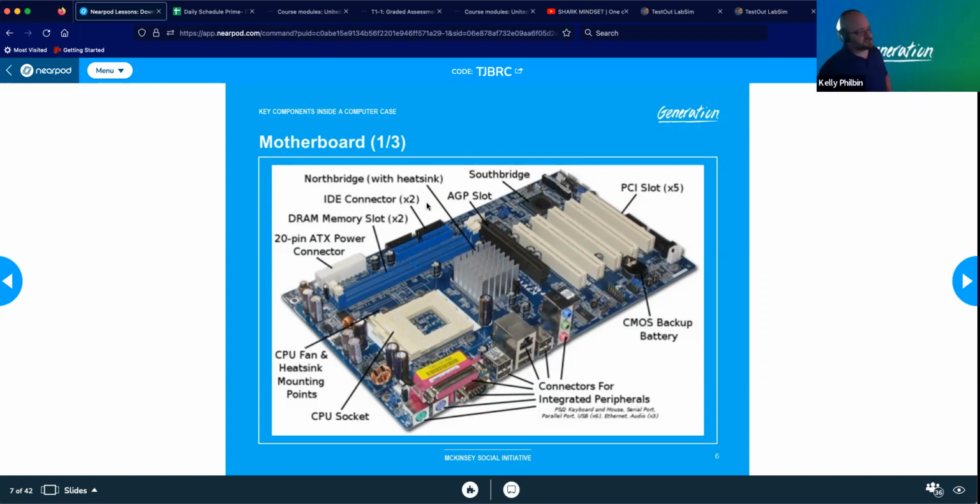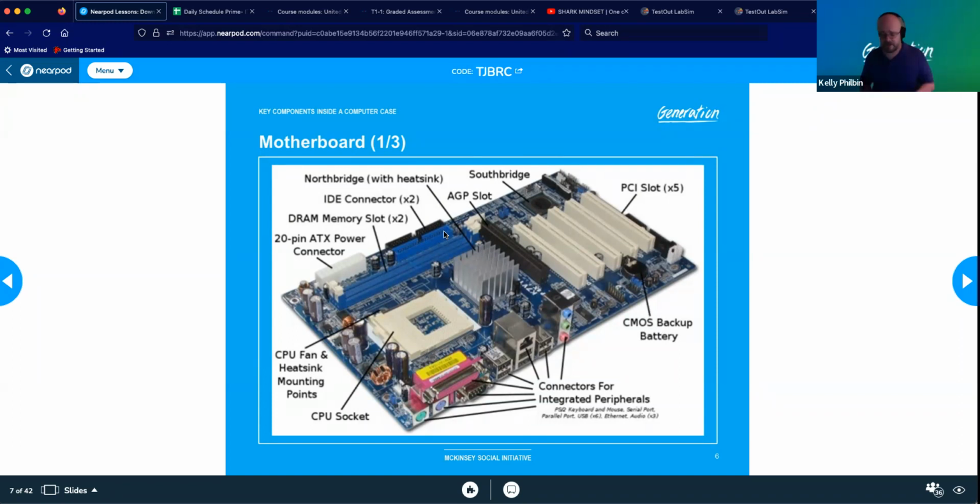Next to that, you see these little rectangular tabs. There's a black one and a blue one here. And these are IDE connectors, otherwise known as floppy drive connectors, or PATA. So before we talked about SATA, this is PATA, P-A-T-A. This is an older connection type.